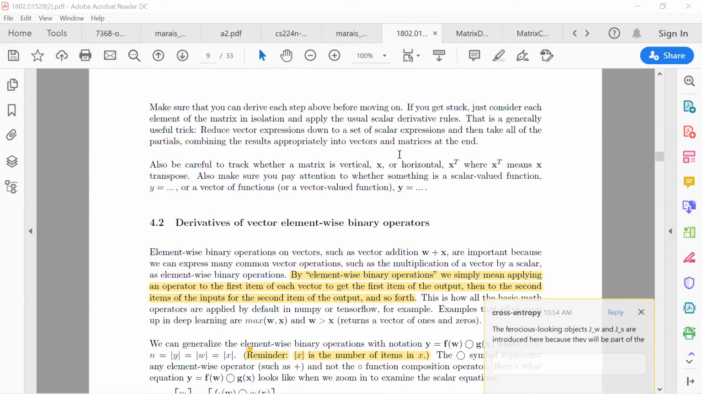The paragraph over there. Why does it say "also be careful to track whether a matrix is vertical or horizontal"? What difference is that making there? I kind of missed something. Anybody want to jump in?